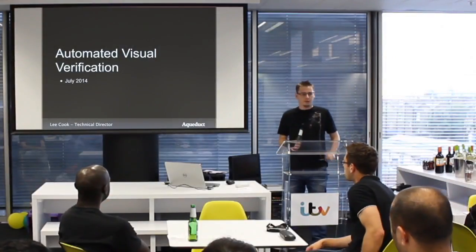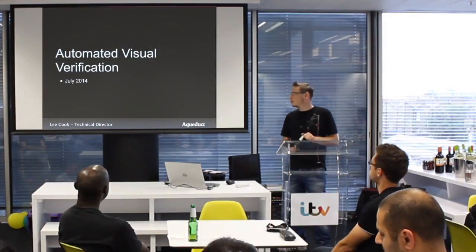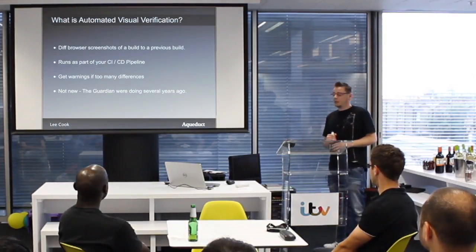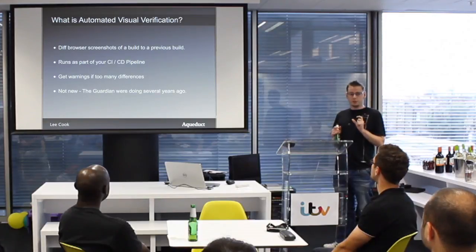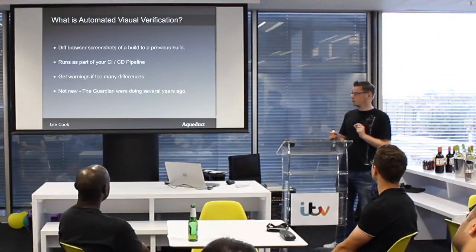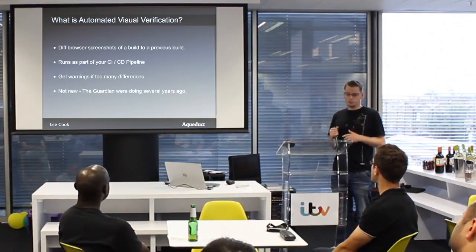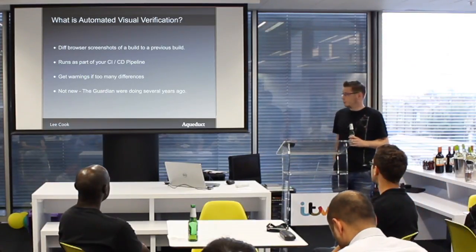I'm going to talk about automated visual verification. I work at a company called Aqueduct, which is an agency around the corner. It's basically doing diffs of browser screenshots of different versions of your build, and it runs as part of your CI pipeline. This is not new. Guardian have been doing it for years, and several other people have been doing it as well.